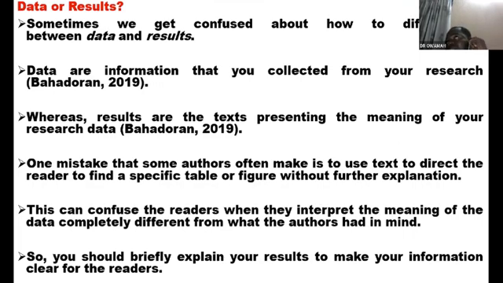For instance, the pH, we have 10 samples. In sample 1, I got pH 5.1, sample 2, 6.2, sample 3, 7.1, sample 4, 4.9. These are data. Then when I now begin to use text to present these, that is what we call result. Okay? So one mistake that some authors often make is to use text to direct the reader to find a specific table or figure without further explanation.